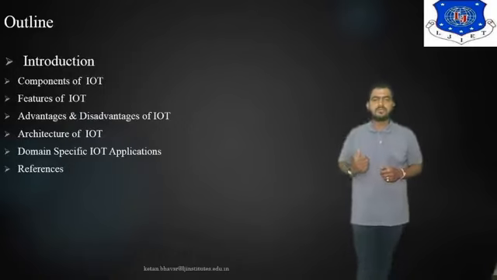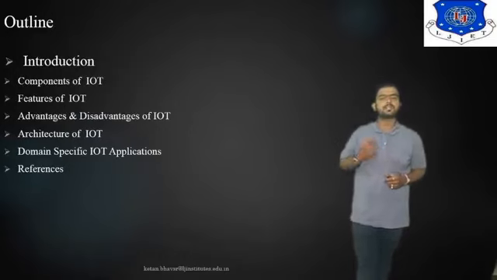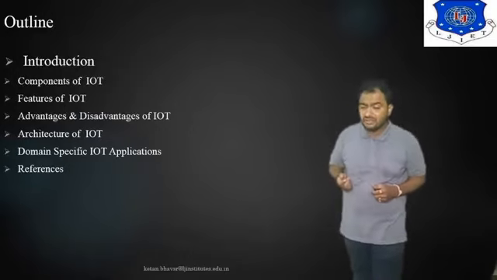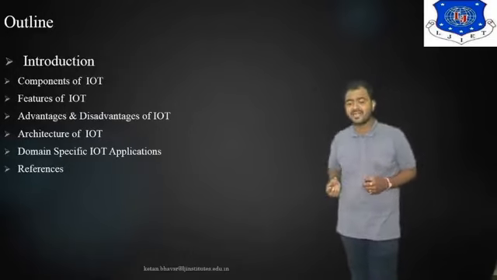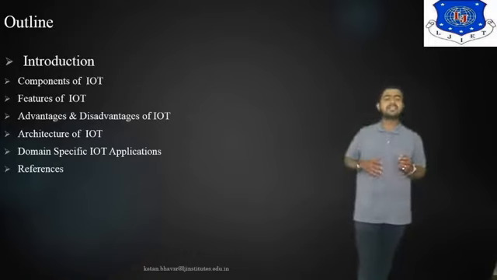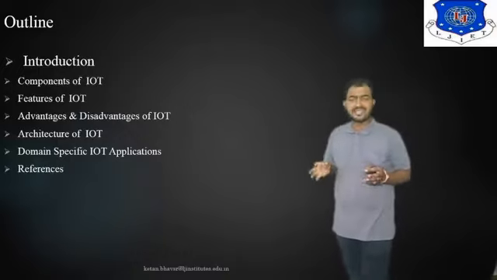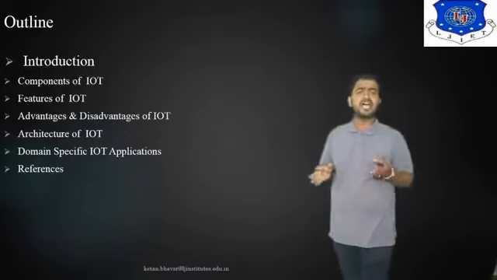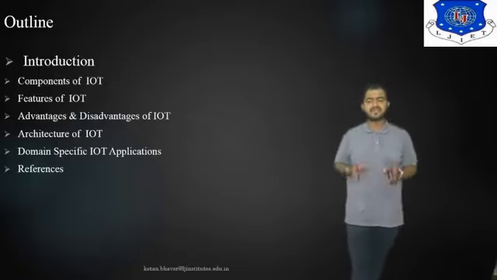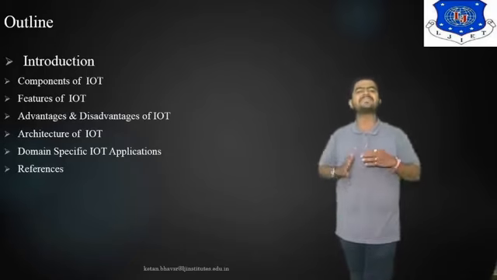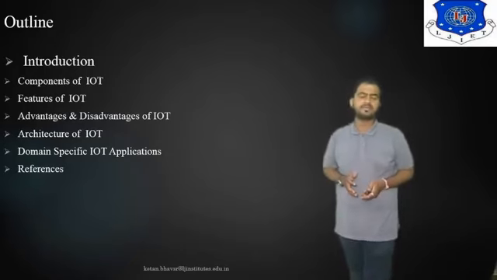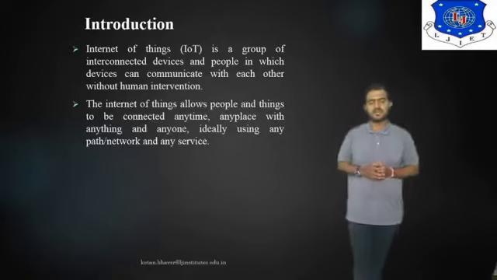Before starting the session, we just go through the outline. In the outline, we discuss the components of IoT, the features of IoT, the advantages and disadvantages of IoT, the basic architecture of IoT, and the domains in which we can use IoT. You can use it in a number of ways. There are a number of domains available, but we have to specify a few domains here to explain what exactly IoT is. Okay. Now the introduction part.